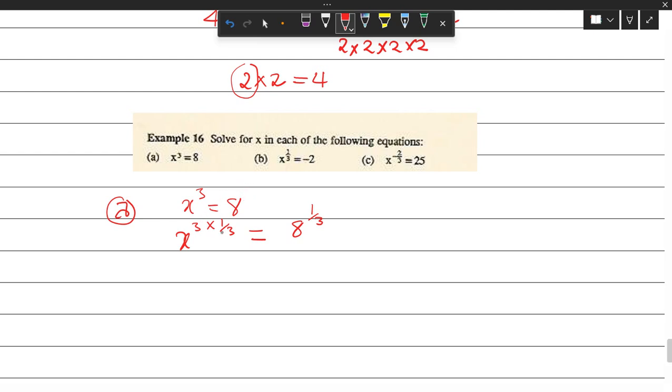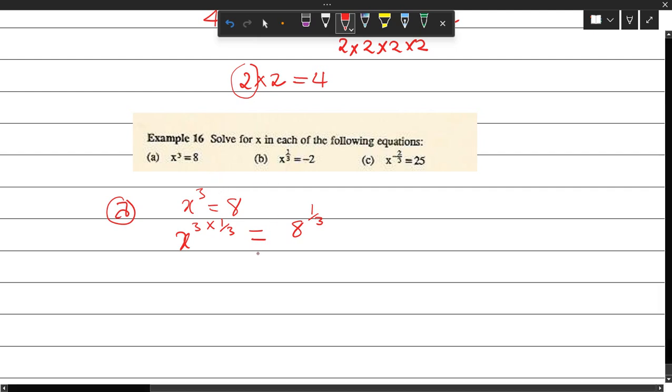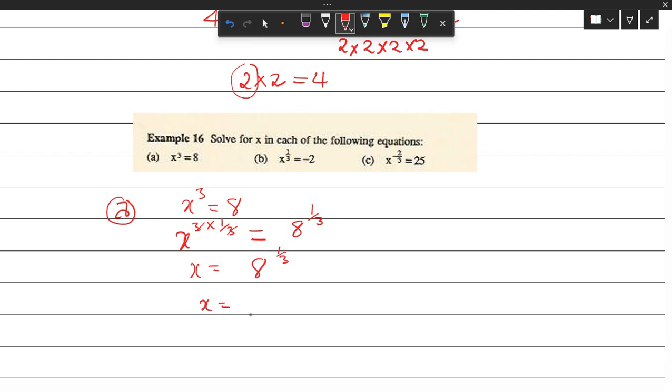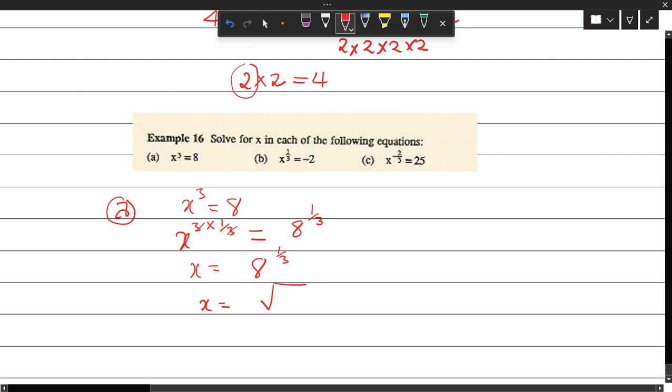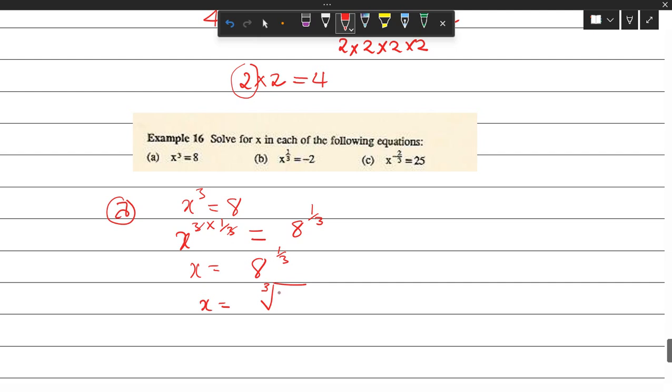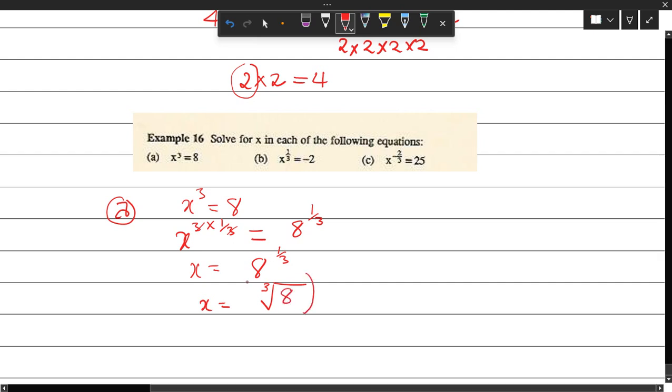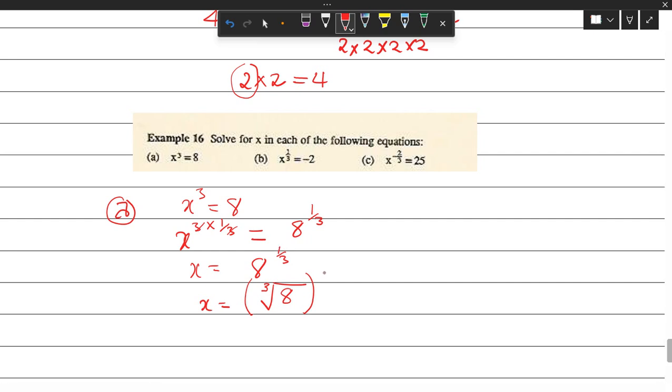So why are we multiplying by 1 over 3? Because we know 1 over 3 is what can cancel out this power. If it was 4 here, we would have multiplied by 1 over 4. Okay. So this and this will cancel out, so x equals 8 to the power 1 over 3. Now that's where we apply our formula I just showed. So x equals, now we have a fraction, so we write a square root. Our denominator is 3, so we write 3 here, and then this number goes inside, then cross to the power numerator, which is 1.